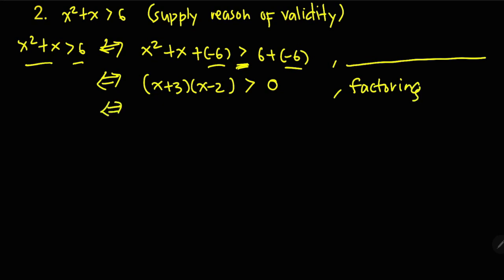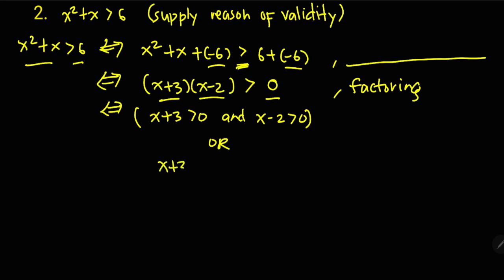Now, we have the product. The product of x plus 3 and x minus 2 is positive. So by positive product, this is either x plus 3 is greater than 0 and x minus 2 is greater than 0. So that's the first scenario. Or the second scenario is both of them are negative. So either both of them are positive or both of them are negative. So what's the reason of validity?